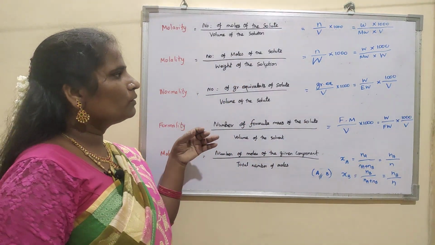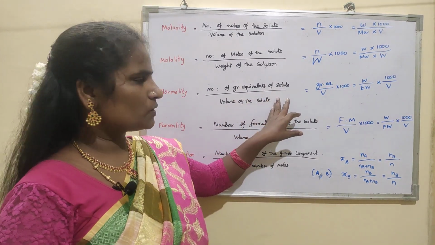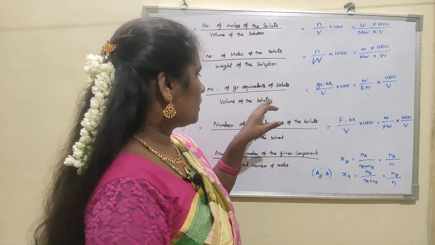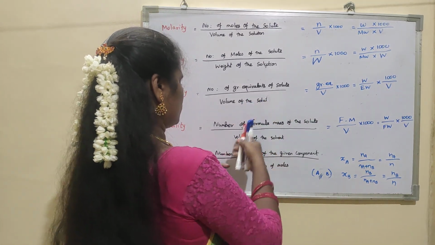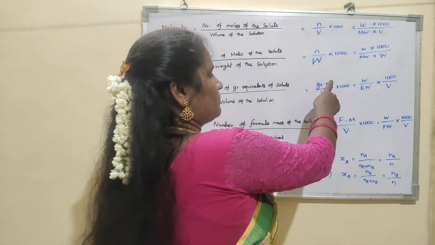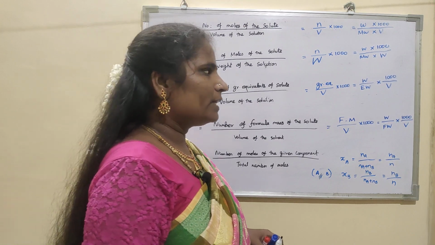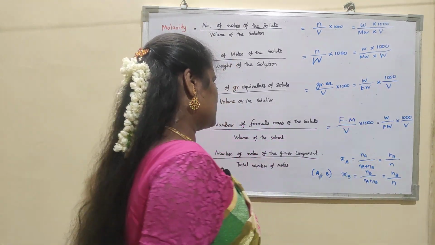Normality: as we know, we calculate the number of gram equivalents of the solute divided by the volume of the solution. It's the volume of the solution. So it's gram equivalents by volume into 1000. So what is the gram equivalent? It is the given weight by the equivalent weight, into 1000 by V.